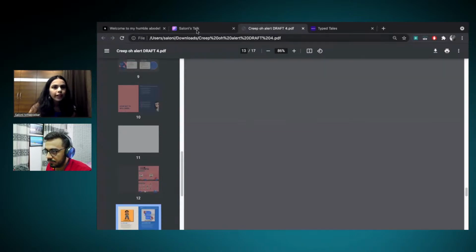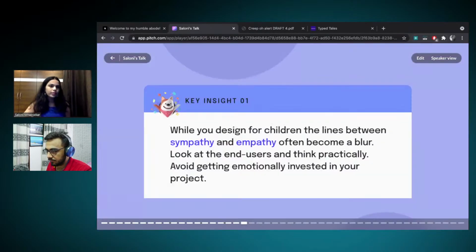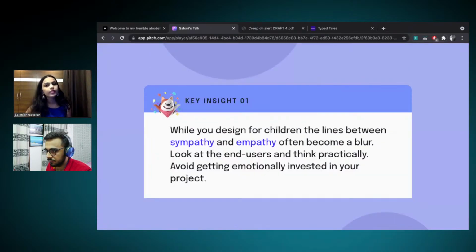So moving ahead from that topic, what I learned from this. Here comes my first insight. While you design for children, the lines between sympathy and empathy often become blurred. Look at the end users and think practically. Avoid getting emotionally invested in projects.